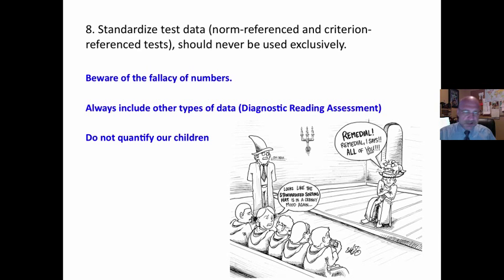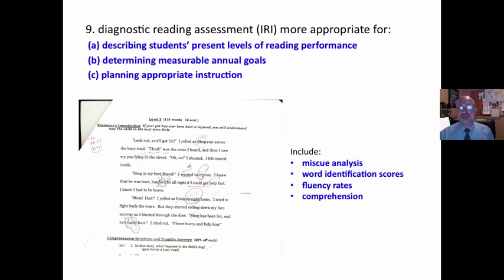Do not quantify our children. Beware of the fallacy of numbers. We put numbers behind something and we think it means something. Always include other types of data, and I recommend some form of diagnostic reading assessment. These are sometimes called informal reading inventories.